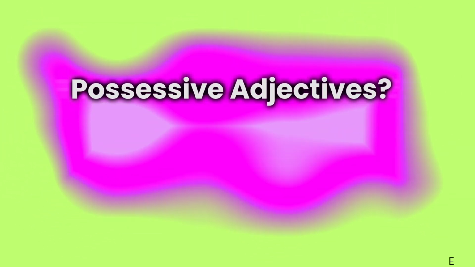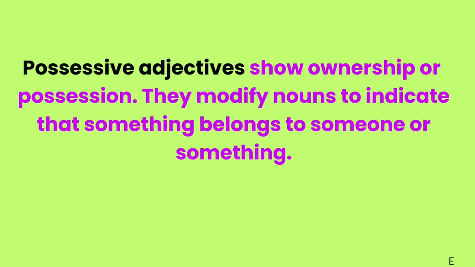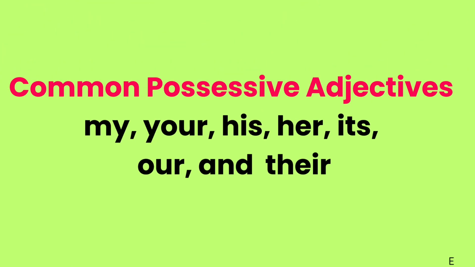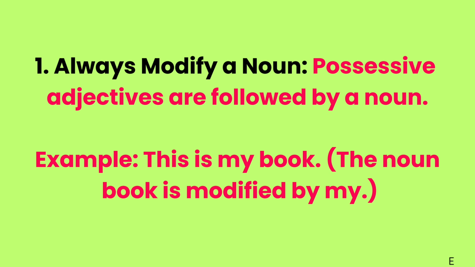Possessive adjectives. Possessive adjectives show ownership or possession. They modify nouns to indicate that something belongs to someone or something. Common possessive adjectives are my, your, his, her, its, our, and their. Key features. 1. Always modify a noun. Possessive adjectives are followed by a noun. Example. This is my book. The noun book is modified by my.